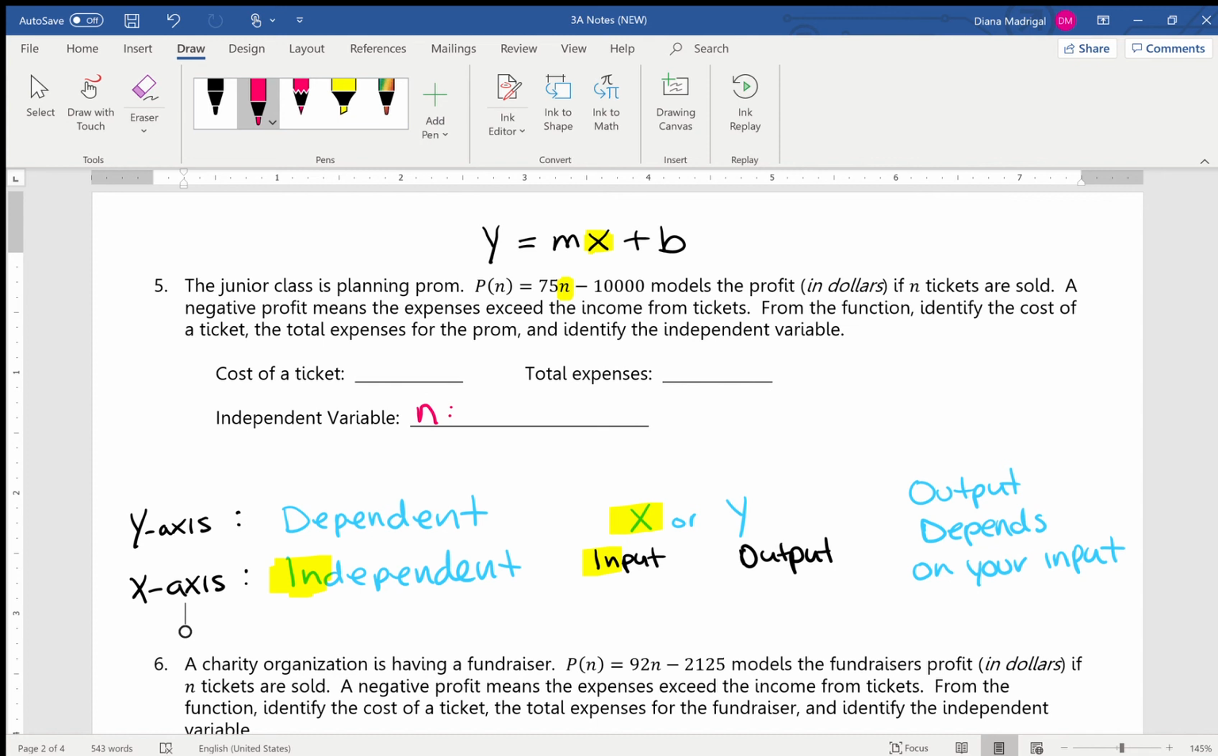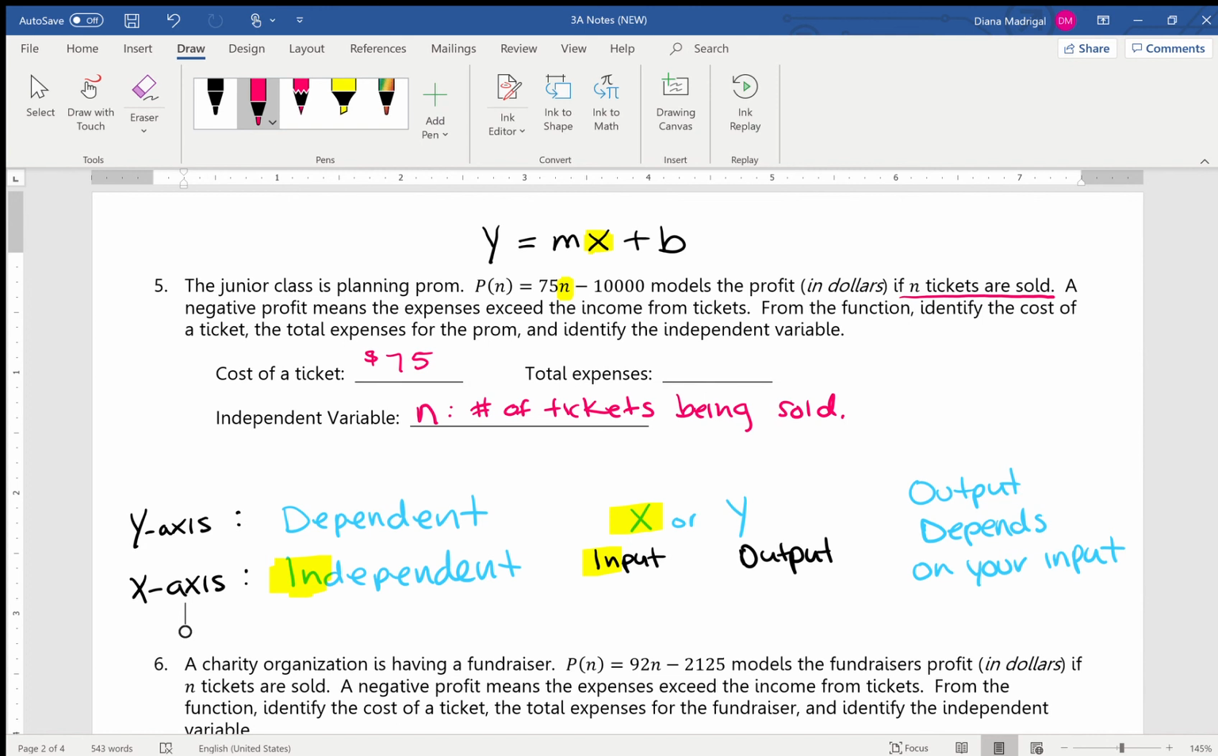And what does the n represent? The n means the tickets that are being sold. So the number of tickets being sold. That's my independent variable. Do I know how many tickets I'm going to sell? No. Okay. That's why that is my unknown. That's my input. All right, next, cost of a ticket. Well, the cost of a ticket, it has to be next to the number of tickets being sold, right? That means that $75. $75 per ticket, right? So $75 per ticket.